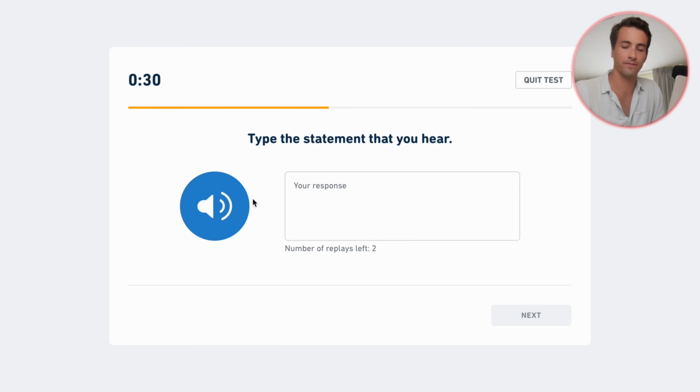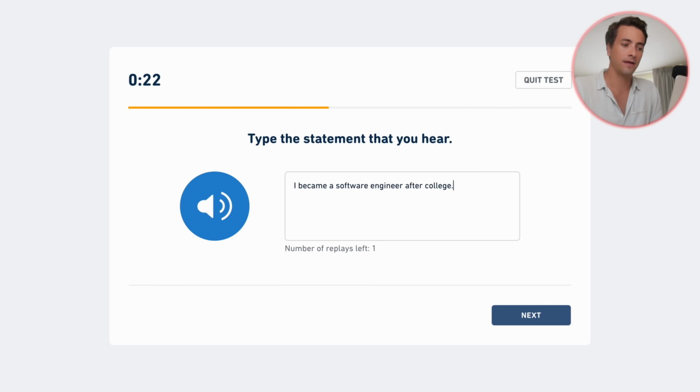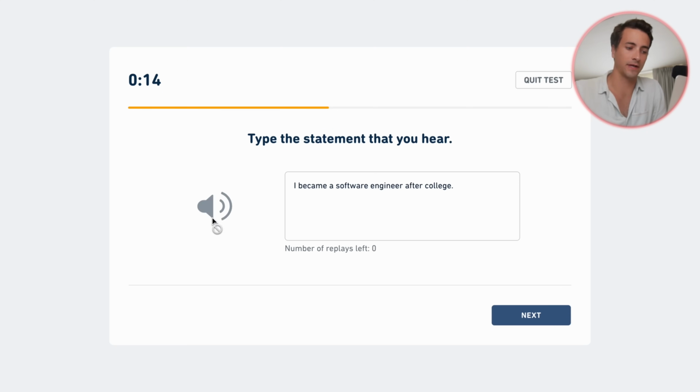So, I became a software engineer after college. Then I will use my final listen to proofread. I became a software engineer after college. There we go. That's correct.